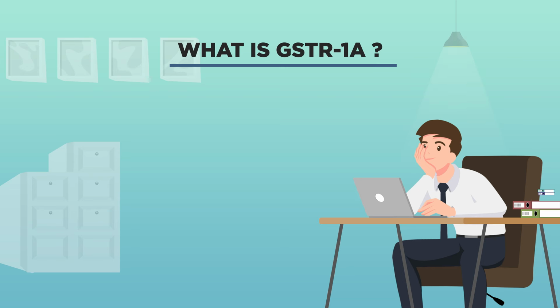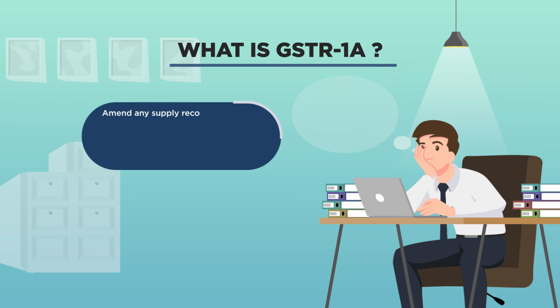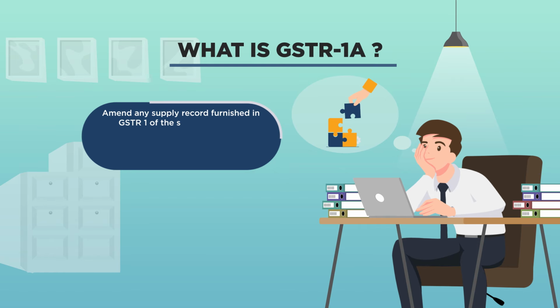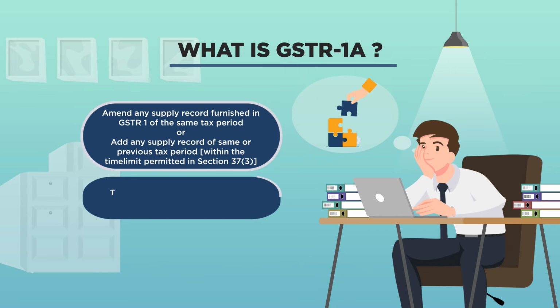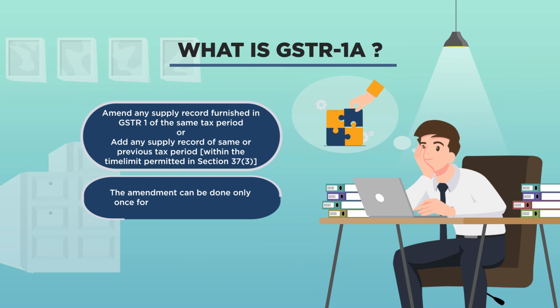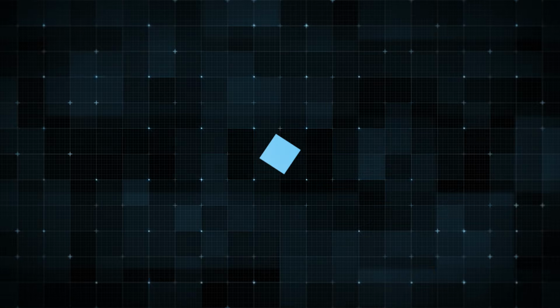A taxpayer who needs to amend any supply record furnished in GSTR-1 for the same tax period, or add any supply record of the same or previous tax period within the permitted timeline, can do so through GSTR-1A. The amendment can be done only once for a specified time period.